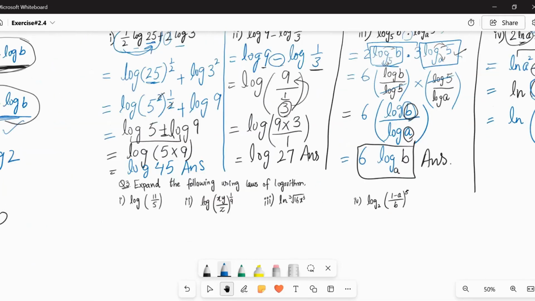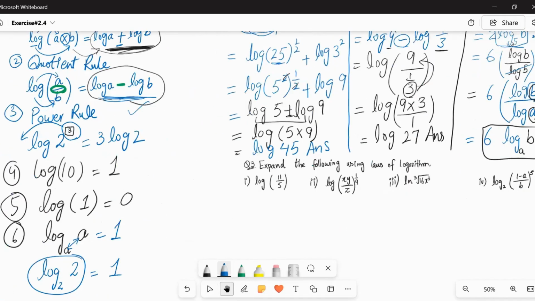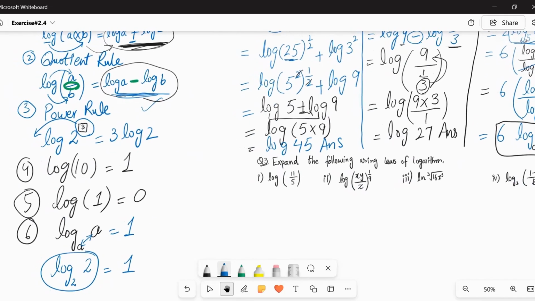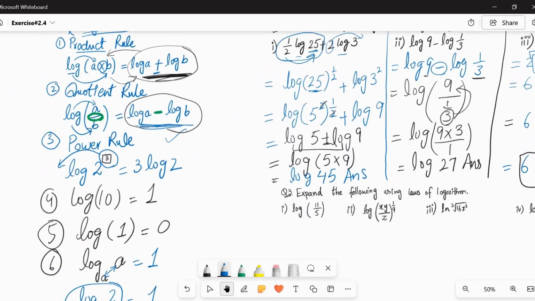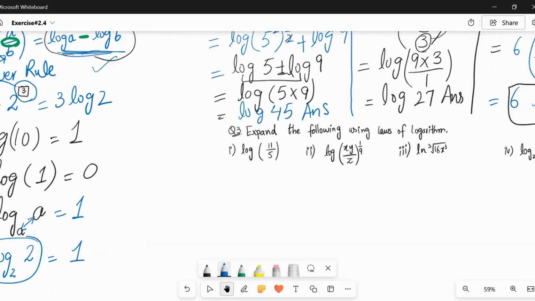Okay, so now see, question number 3, which says expand the following using the laws of logarithm. It is also very similar to the question number 2. You just need to expand it, okay, by using these laws, the product rule, the quotient law, the power law, okay. So let's see how we can do it.